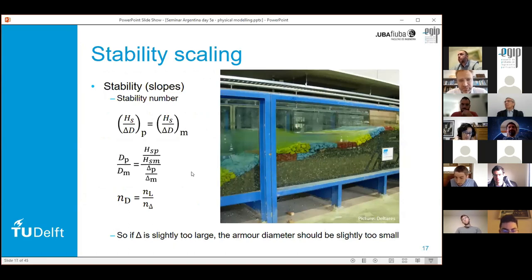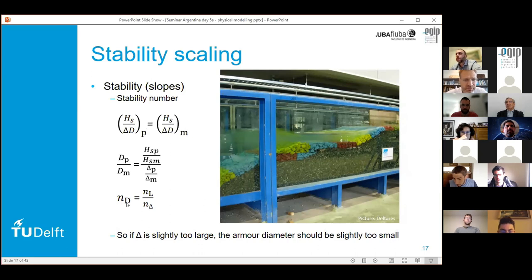So then we go to the stability. Here we can see a very nice revetment that was tested in Deltares. This is one of the rock protections of Dubai, where they made all these big islands. Because they wanted to have low crests, they made these very huge berms of about 25 meters wide. And to scale the stability of these rocks, we want to keep the stability number the same. This is the number that we know from the Hudson formula, wave height over delta D. And that should also be the same in prototype and in model.